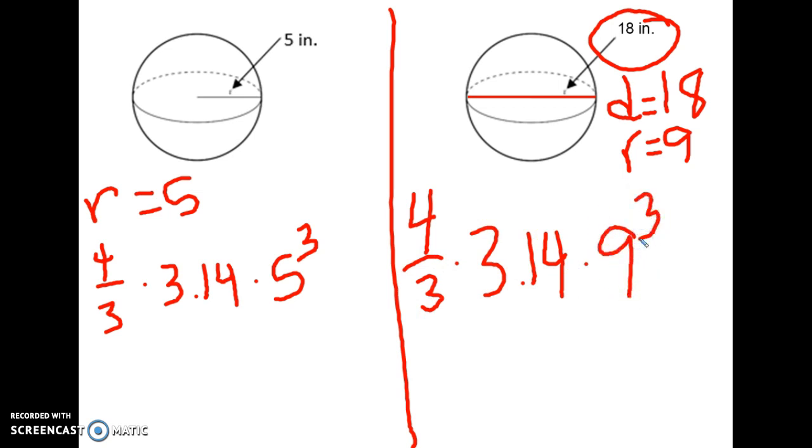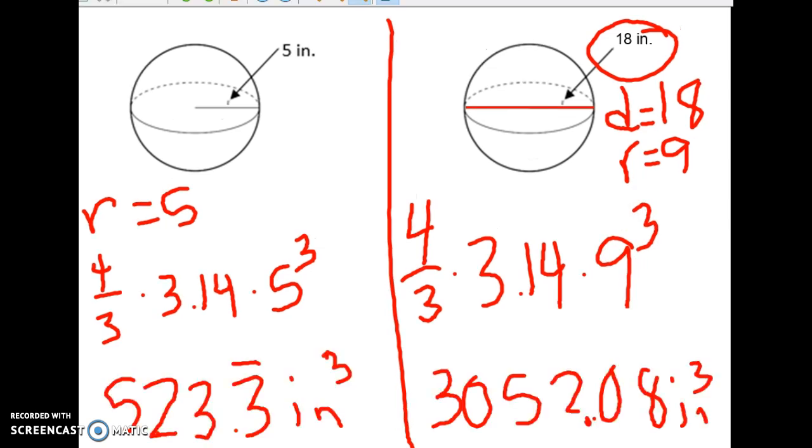So go ahead and pause. See if you can find both answers to both of these problems. All right, so I went ahead and solved both answers. In the first one, I reached 523.3. My calculator showed me a repetition of 3, so I put 3 with bar notation on the top and then labeled it as inches cubed. My second example, 3,052.08 inches cubed.